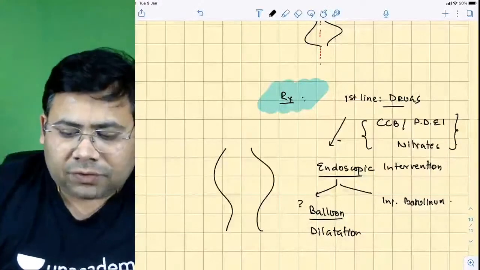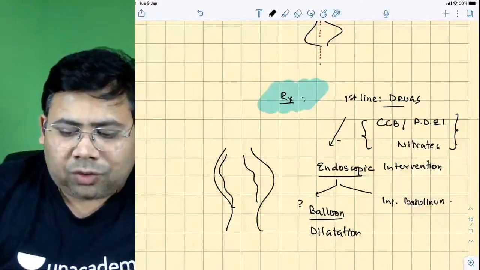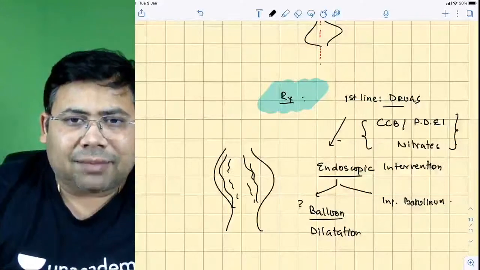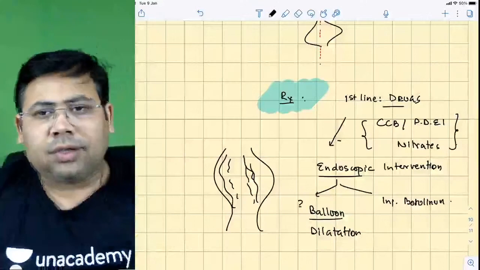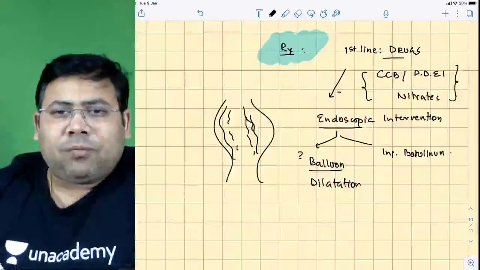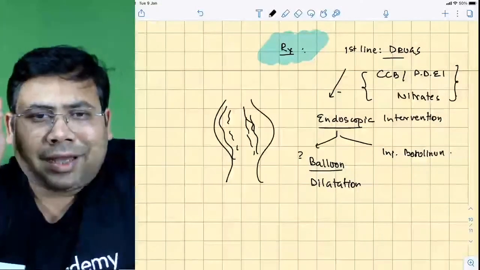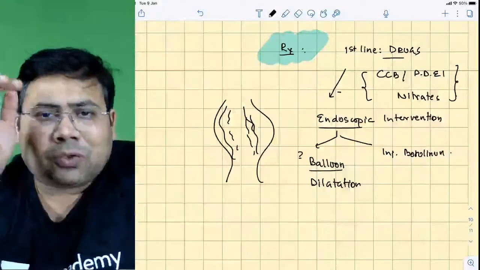By doing this balloon dilatation, students, what will happen? You are going to crack the muscles, and you are going to reduce the tone. Is that clear? So injection botulinum or balloon dilatation, they are the first line endoscopic interventions.